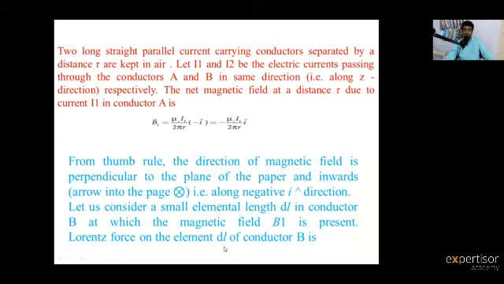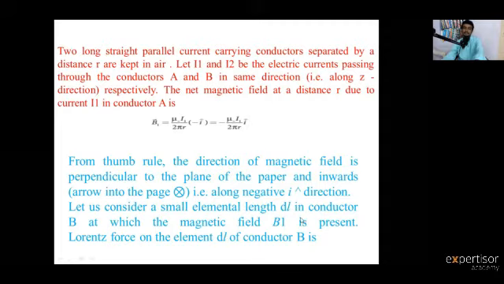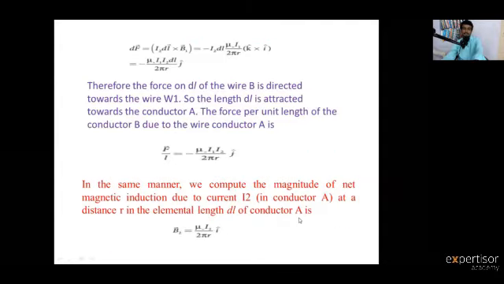The Lorentz force on the element dl of the conductor B is: see the Lorentz force of the element dl. So what is the meaning of element dl? Consider any small length of the conductor. Consider this is the first conductor. The length of the first conductor is L. Small length means dl. Consider a dl length of the first conductor. Here the magnetic field is B1. See this magnetic force applying on that conductor: dF is equal to I2 into dl into B1.